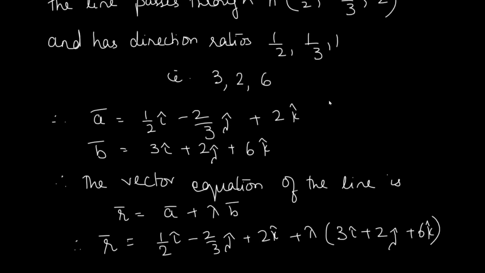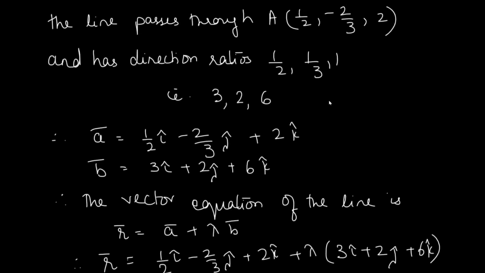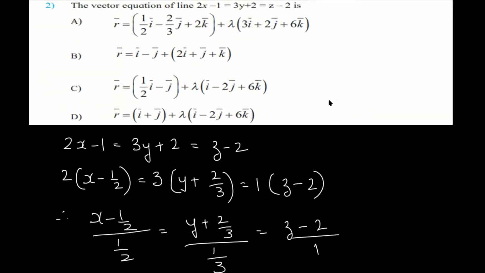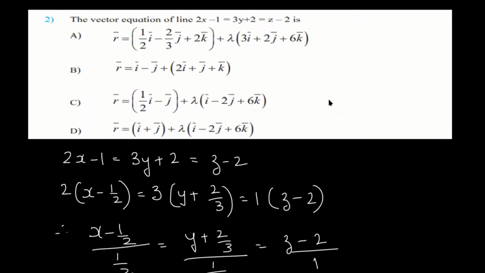So from the options which are given, let us choose the correct option now. From the options given over here, the correct option in this case is the first one, that is A is the correct option, obviously. So in this way we find the vector equation of the given line.